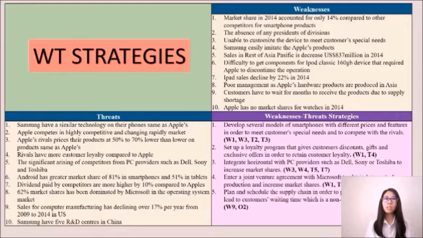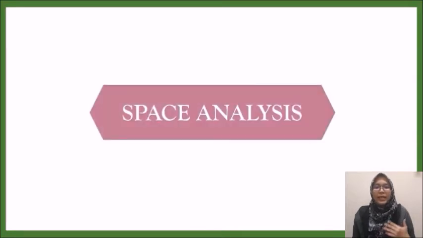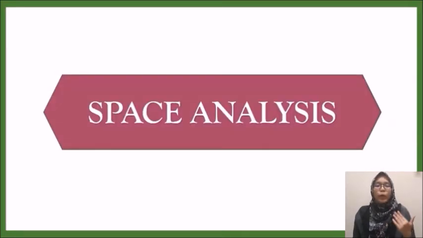Lastly, we suggest Apple to plan and schedule the supply chain in order to prevent the shortage that leads to customers' waiting time, which is a non-value added activity. Okay, so let's move to the fourth metric, which is strategic position and action evaluation metric, which is PACE metric.